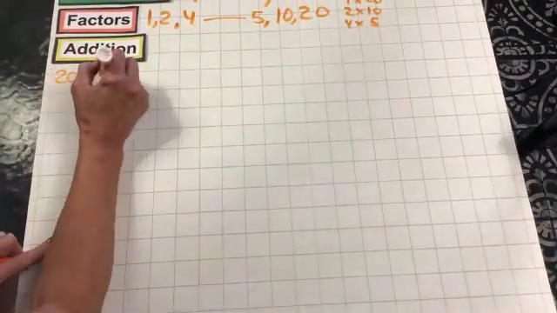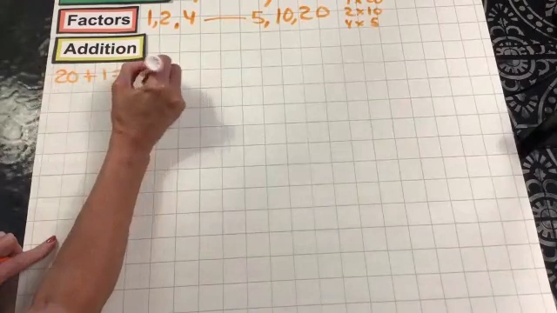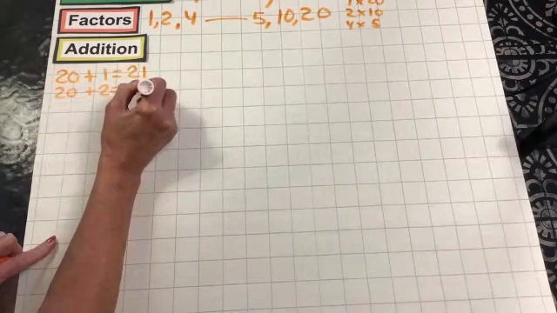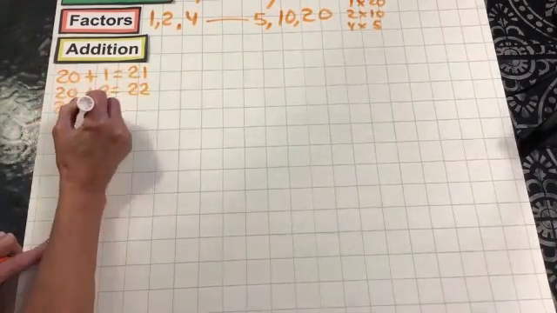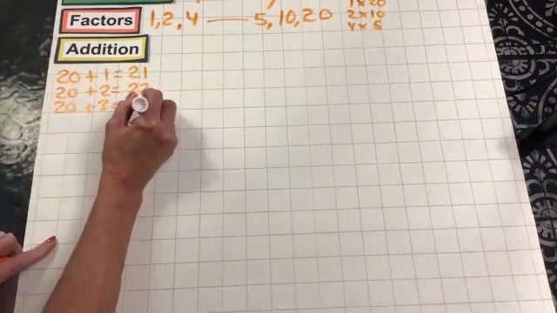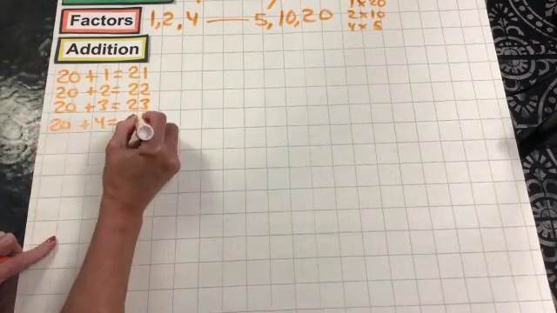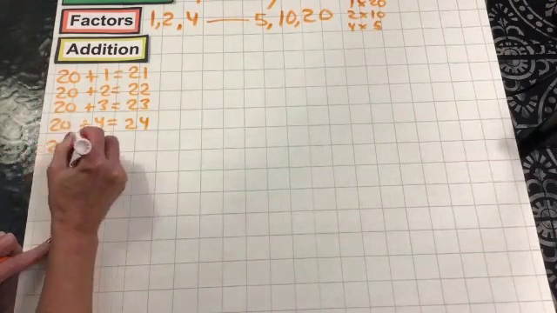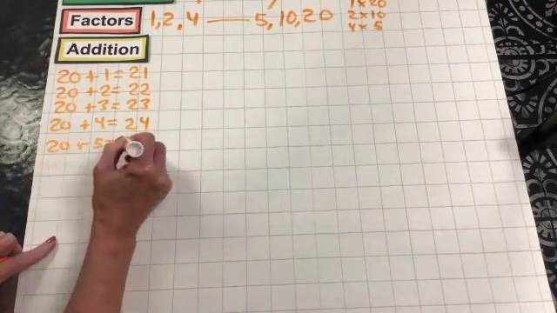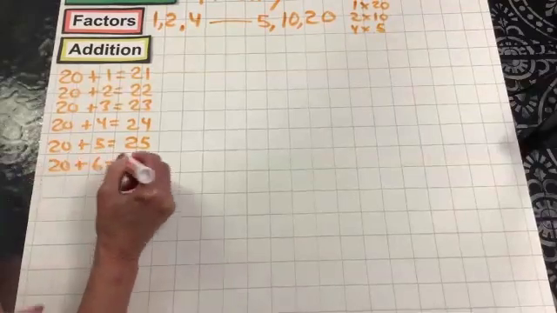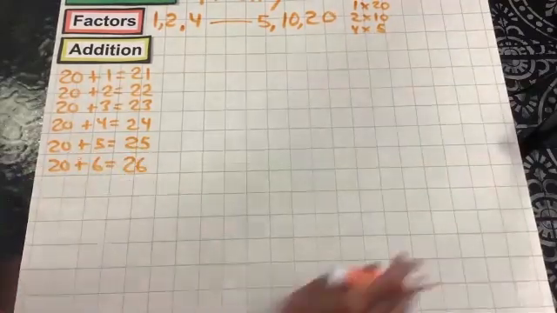20 plus 1 equals 21. 20 plus 2 equals 22. This was a really easy one. 20 plus 3 equals 23. 20 plus 4 equals 24. 20 plus 5 equals 25. 20 plus 6 equals 26. You guys must have blew through this one.